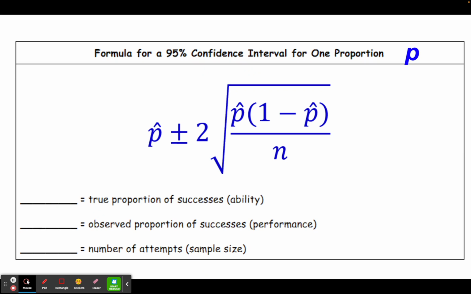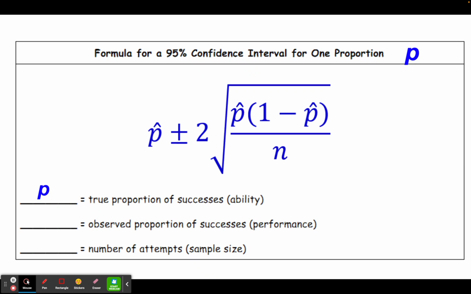Underneath that formula, we're going to identify what all those variables stand for. P, which is the value we're trying to estimate, is the true proportion of successes, which is the athlete's true ability. And like we mentioned, we have no way to know that for sure. So we're going to estimate it using our confidence interval.